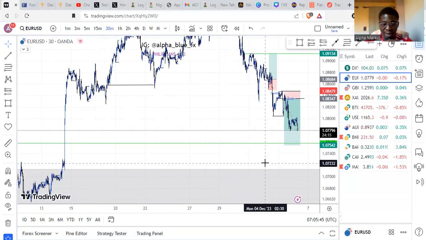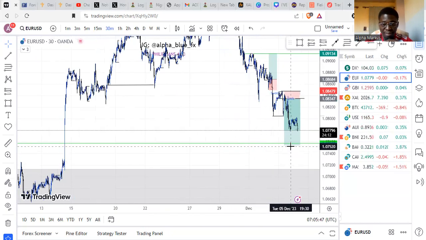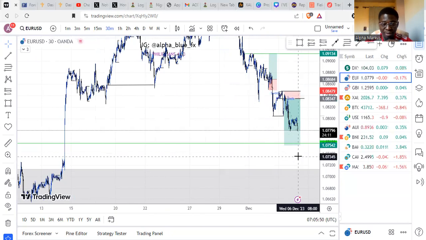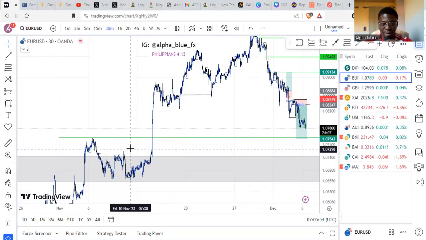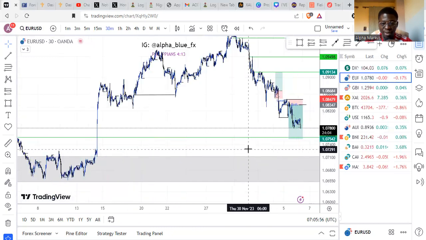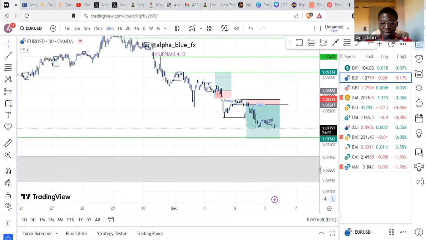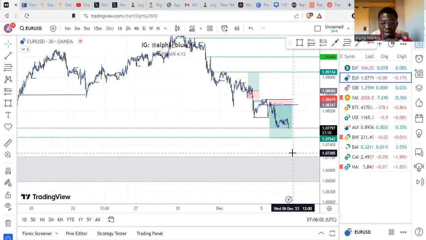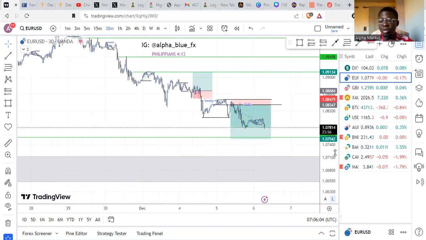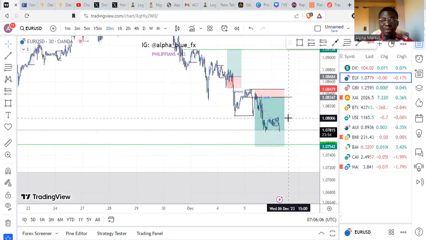I'm not looking for any other entry. I believe this price may even come all the way further down, like all the way till this point. But then you never can tell, you know. So I'll just wait and see how it goes. So if I hit TP on this, I'll be done for today. That will be just it.